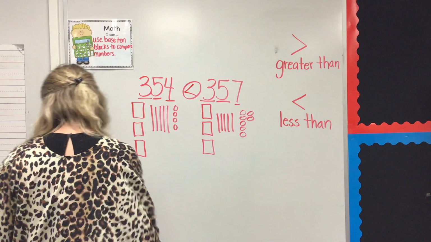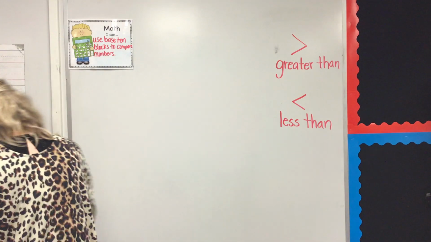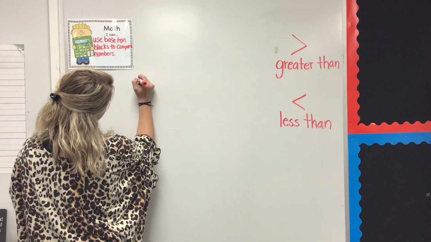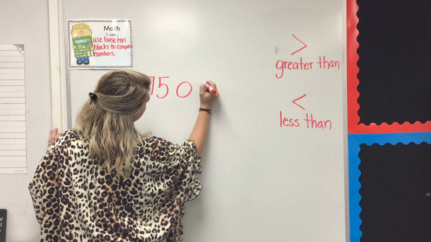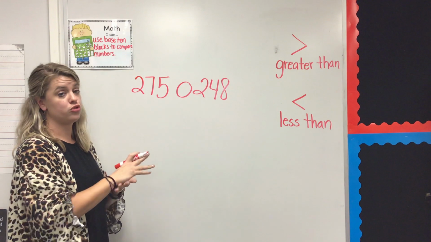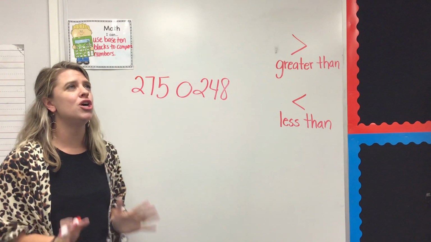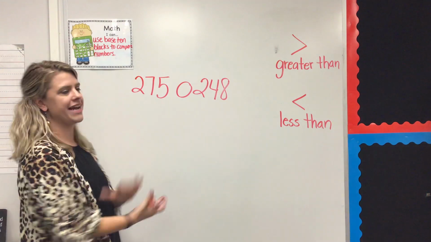All right, we got one more practice problem. Here we go. 275 is blank 248. All right, I'm going to let you do this one all on your own. We're going to see if we get it right. So pause your video, work it out, and come back.